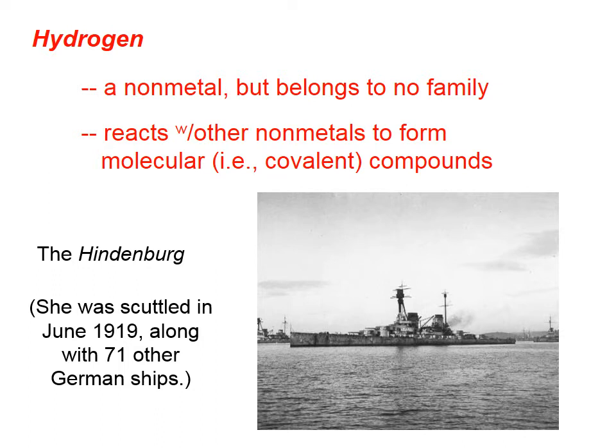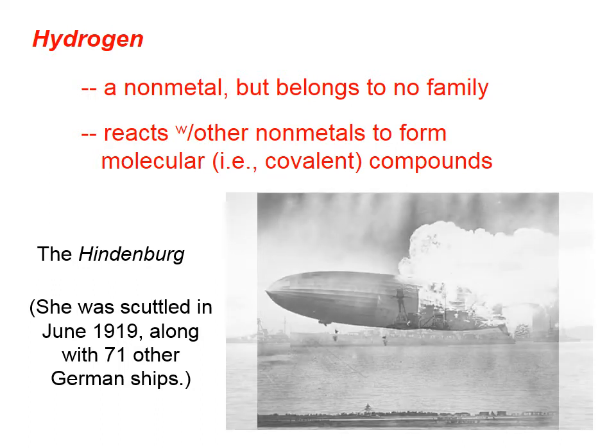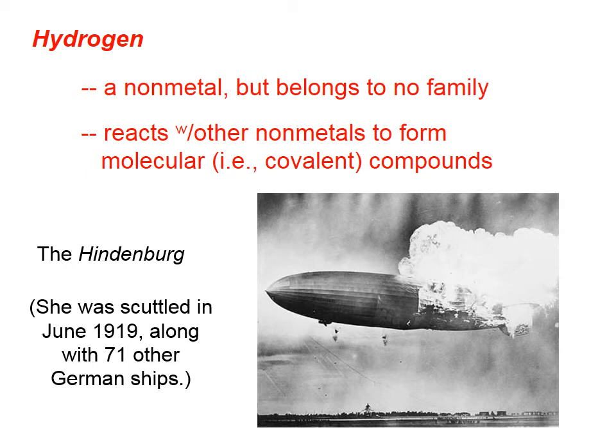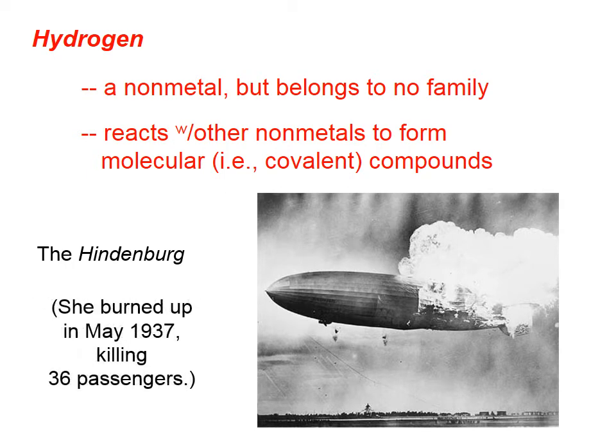Oops. Actually, that ship was called the Hindenburg, but that's not the one that we all remember. That one, after World War I, was scuttled, along with many other German ships. The Hindenburg that we all remember looks like that. It was filled with hydrogen, and it burned up in spectacular fashion in May of 1937, killing 36 people.